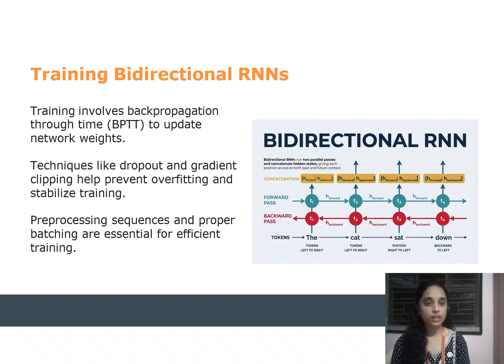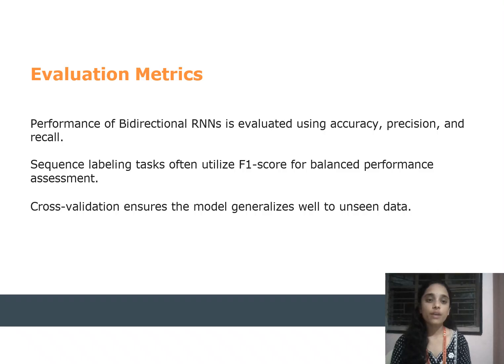Training bidirectional RNNs. Training involves backpropagation through time (BPTT) to update network weights. Techniques like dropout and gradient clipping help prevent overfitting and stabilize training. Padding sequences and proper batching are essential for efficient training. Evaluation metrics. Performance of bidirectional RNNs is evaluated using accuracy, precision, and also recall. Sequence labeling tasks often utilize F1 score for balanced performance. Cross-validation ensures the model generalizes well to unseen data.